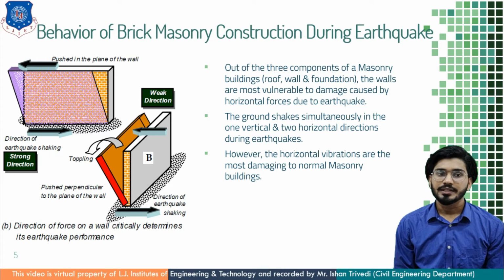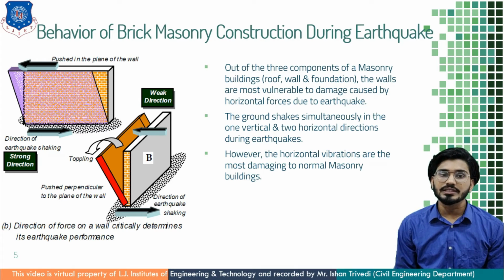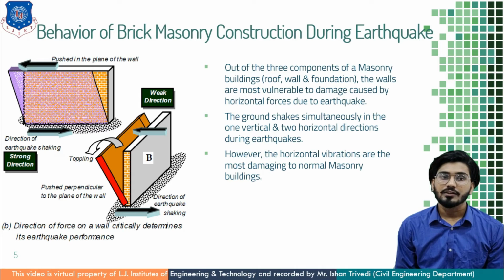You can see here the direction of earthquake force is left to right, whereas the inertia force acts from right to left, in the opposite direction, which is called push. If the earthquake force is going parallel to the direction of the wall, then it is called a strong wall. If the earthquake force is passing perpendicular to the direction of the wall, then it is called a weak wall.